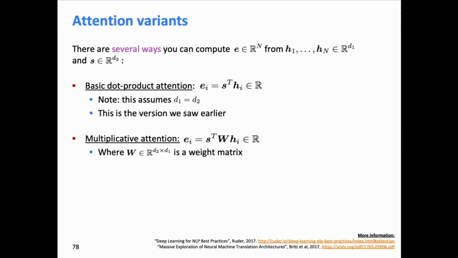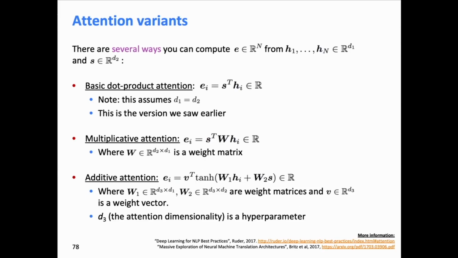Another version of attention is called multiplicative attention. And here the idea is that the score of your value h_i is going to be a bilinear function of your query and that value. In particular, we're putting this weight matrix in the middle, and that's a learnable parameter. You're learning the best weight matrix in order to get the attention scores that are useful.